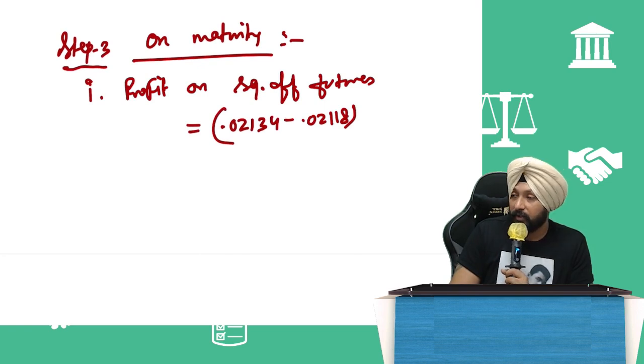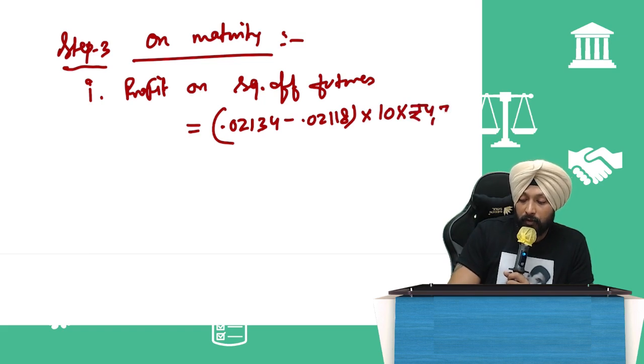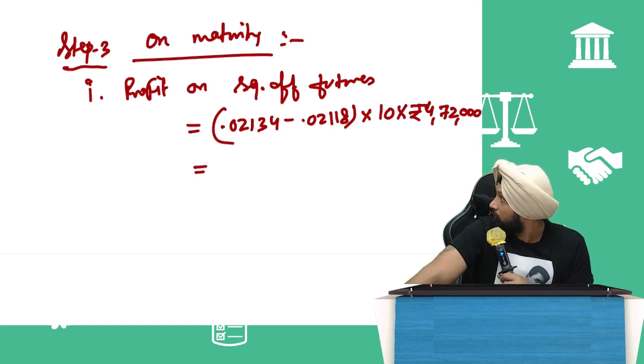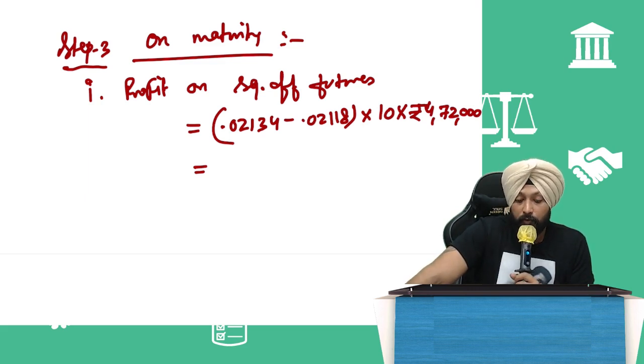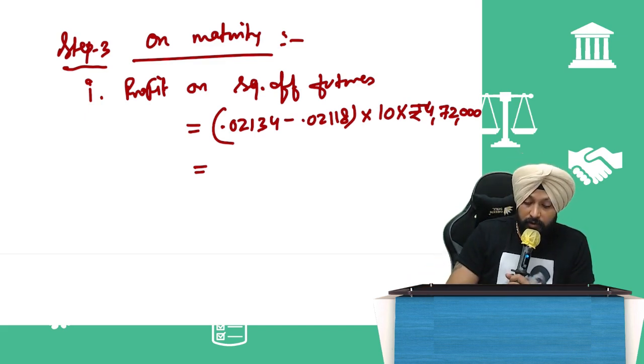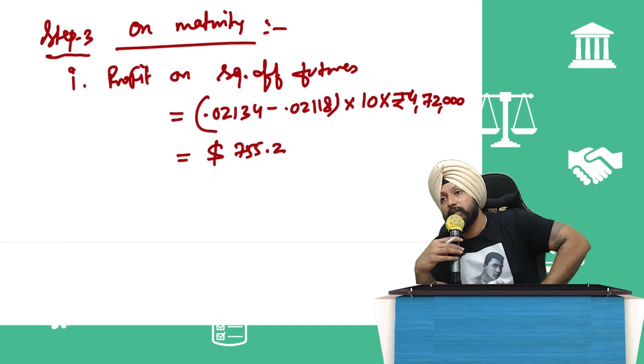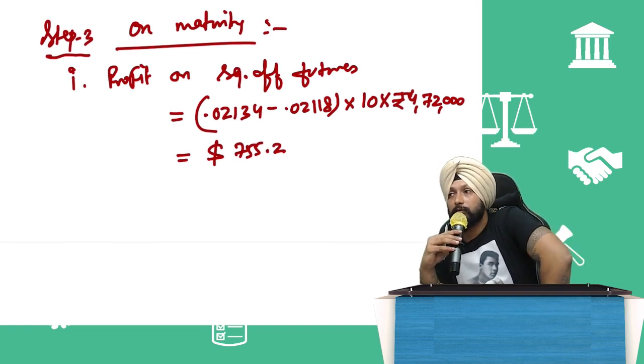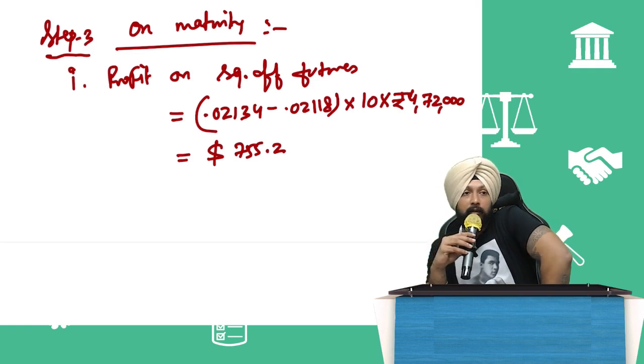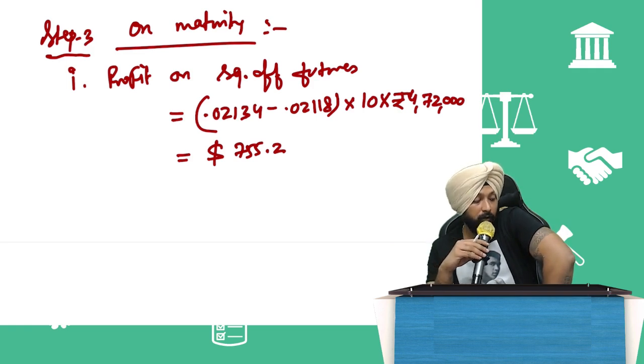0.02134 minus 0.02118 into number of contracts taken 10 into lot size rupees 4,72,000. 0.02134 minus 0.02118 into number of lots 10 into lot size 4,72,000. How much? 755.2. That is dollars. In this, the price currency is dollars, guys. The profit is in dollars. No mistakes, okay? No rupees, please. It is dollar per rupee. The profit has to be in dollars.